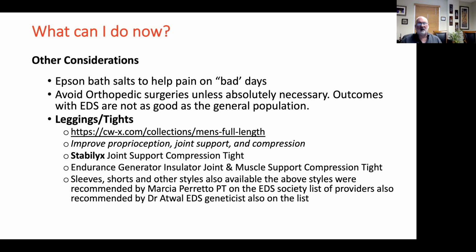There are some compression garments that you can use. Lahoma, do you want to comment a little bit on the compression garments?